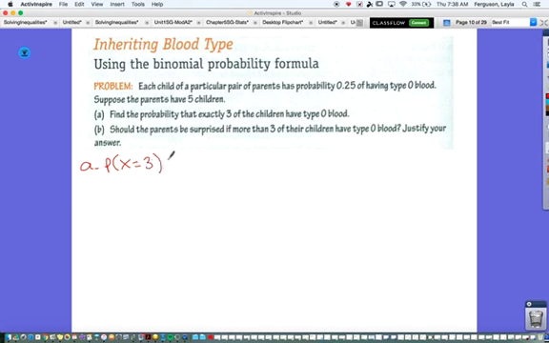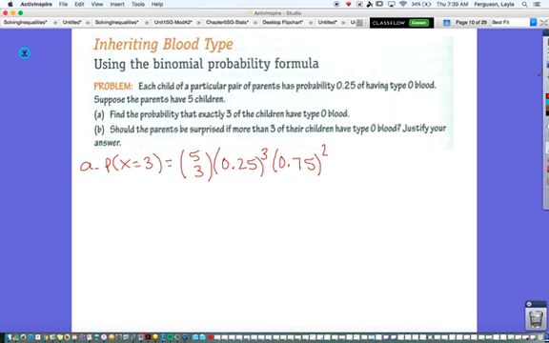So to do that, we would say we have 5, we're looking at 3 of them. The probability that a child has type O blood is 0.25. We're going to raise that to the 3rd power because that's how many people we're worried about. There's a 0.75 chance that they do not have type O blood. And there's 2 from the 5 that wouldn't have type O blood based on our scenario here.